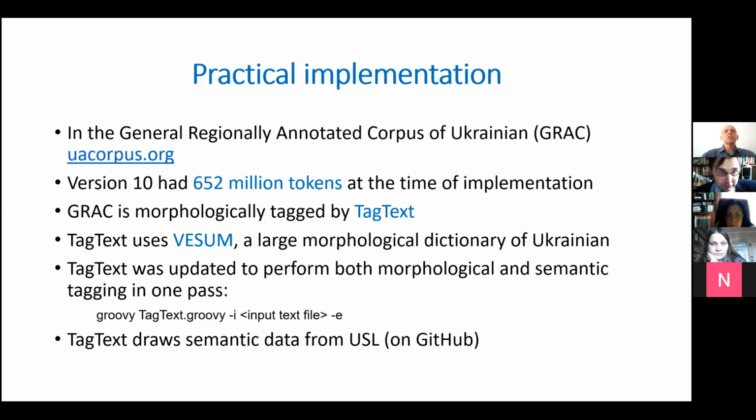The USL was implemented in Grok in version 10 for the first time, which had 652 million tokens at the time. As has been mentioned before, Grok is morphologically tagged by the tagger, tag text. The tagger uses Vasum, which is a large morphological dictionary of Ukrainian. It takes morphological tags from this dictionary and assigns them to every recognized word in Grok. Now, we have updated the tagger so that it performs both morphological and semantic tagging in one pass. You can run a one-line command, give it your input text file, any text file in Ukrainian, and you will receive as output the same text with morphological and semantic tags. This tagger draws semantic data from the USL, which is stored on GitHub.